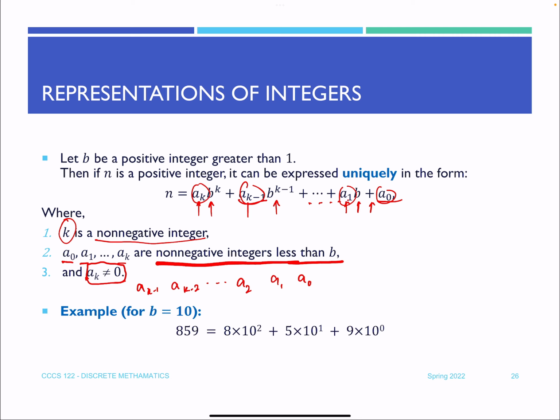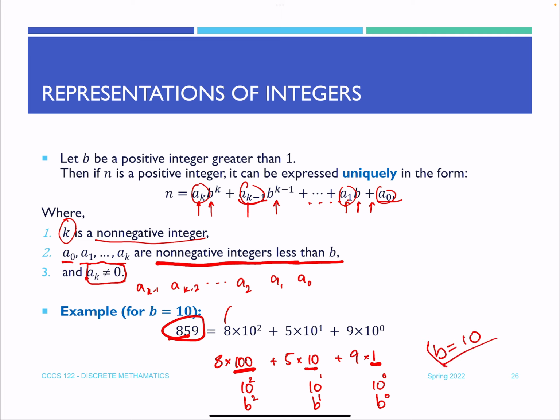And here's what that can look like. If we have the number 859, we can also think of that as 8 times 100 plus 5 times 10 plus 9 times 1. And what are the 100, 10, and 1 over here? Well, 100 is just 10 to the power 2, 10 is just 10 to the power 1, and 1 is just 10 to the power 0. This is basically b squared, b to the power 1, b to the power 0. b is the base of our numbering system, 10.